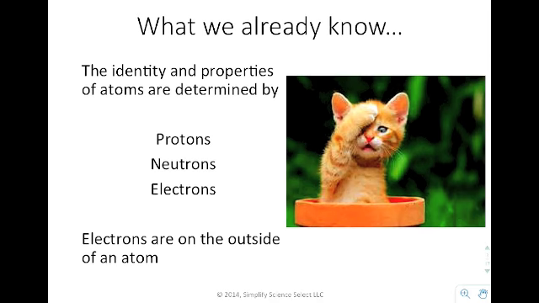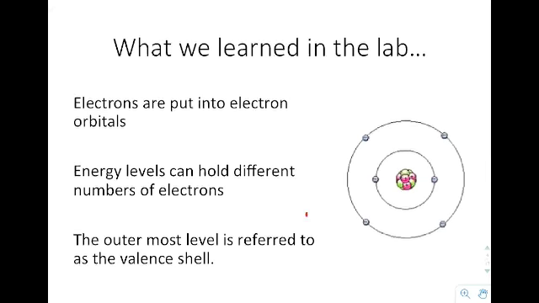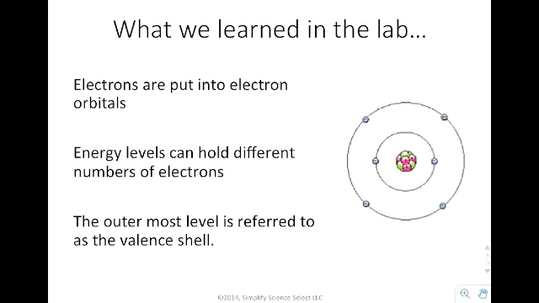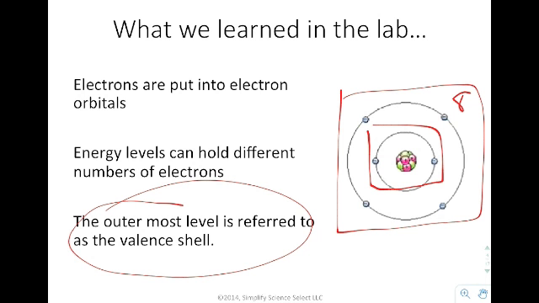So here's what we already know. We already know that the identity and properties of an atom are determined by the protons, neutrons, and electrons. And we also know that electrons are on the outside of the atom, where you have a nucleus, and then surrounding it you have electrons that are in orbitals. Hopefully in the lab you learned that the electrons are put into electron orbitals, and that the energy levels can hold different numbers of electrons. So this first one can hold 2, and the second one can hold 8, and so on. And we also learned that the outermost level is referred to as the valence shell.